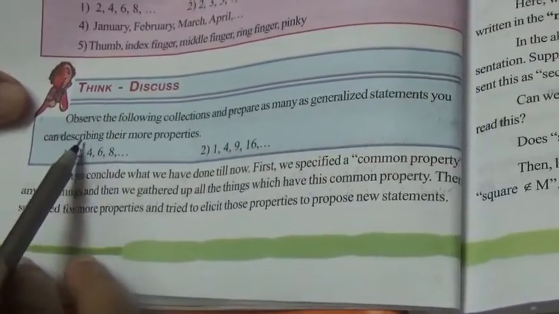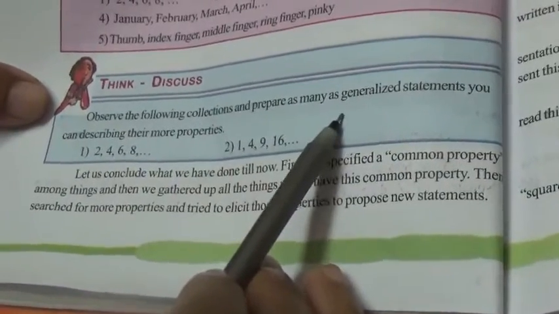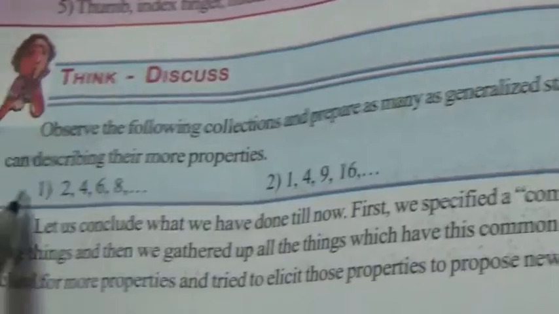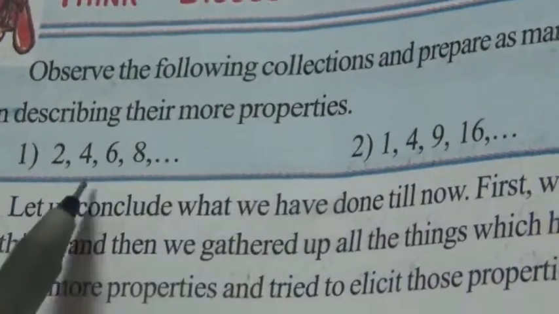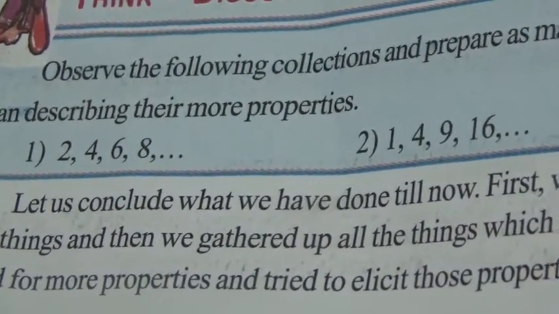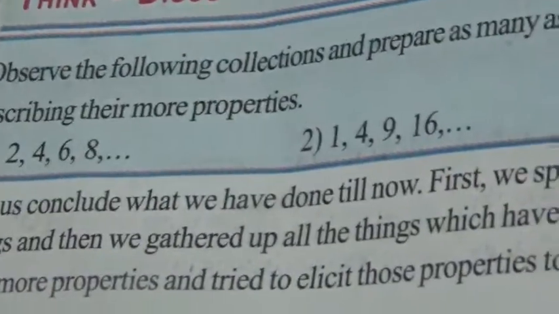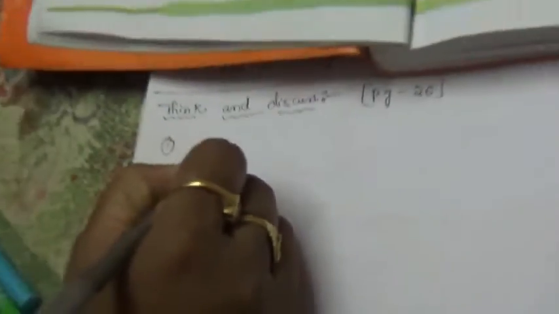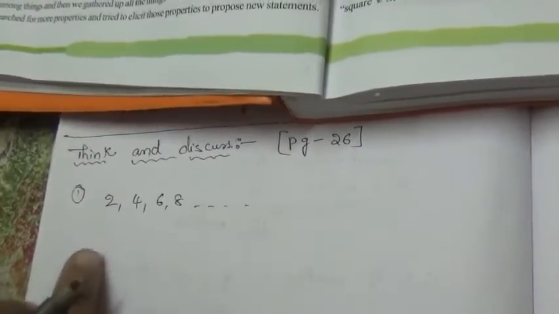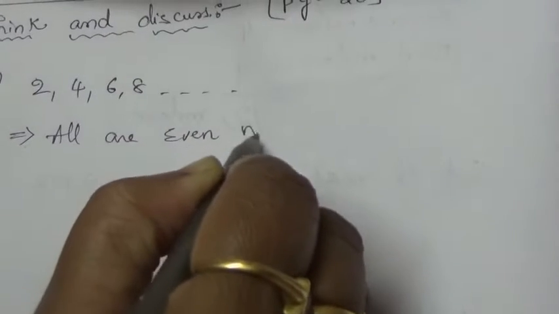On the same page it was given, think and discuss: observe the following collections and prepare as many generalized statements as you can describing their properties. How many generalizing statements can you give for these numbers? We can generalize this sum as 2, 4, 6, 8 and so on, right. These all are even numbers. So the first generalizing property is all are even numbers.